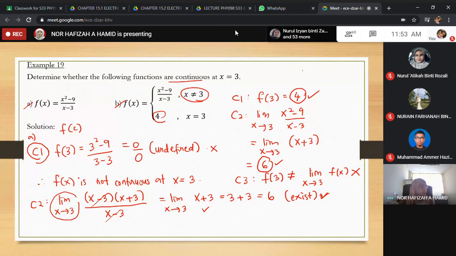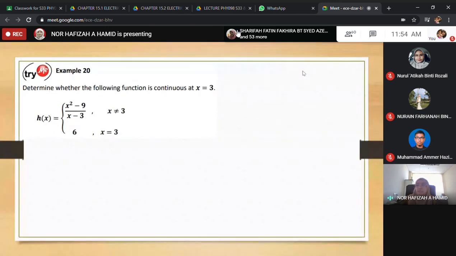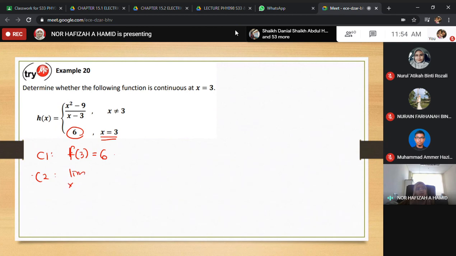Okay. So yang ini for example 19. Okay, next for example 20. So example 20, sama juga you check condition number 1. So condition number 1 for F3. So F3 you ambil exactly x equal to 3, function ni lah. So dapat 6. Okay. So condition number 2, limit x approach to 3.